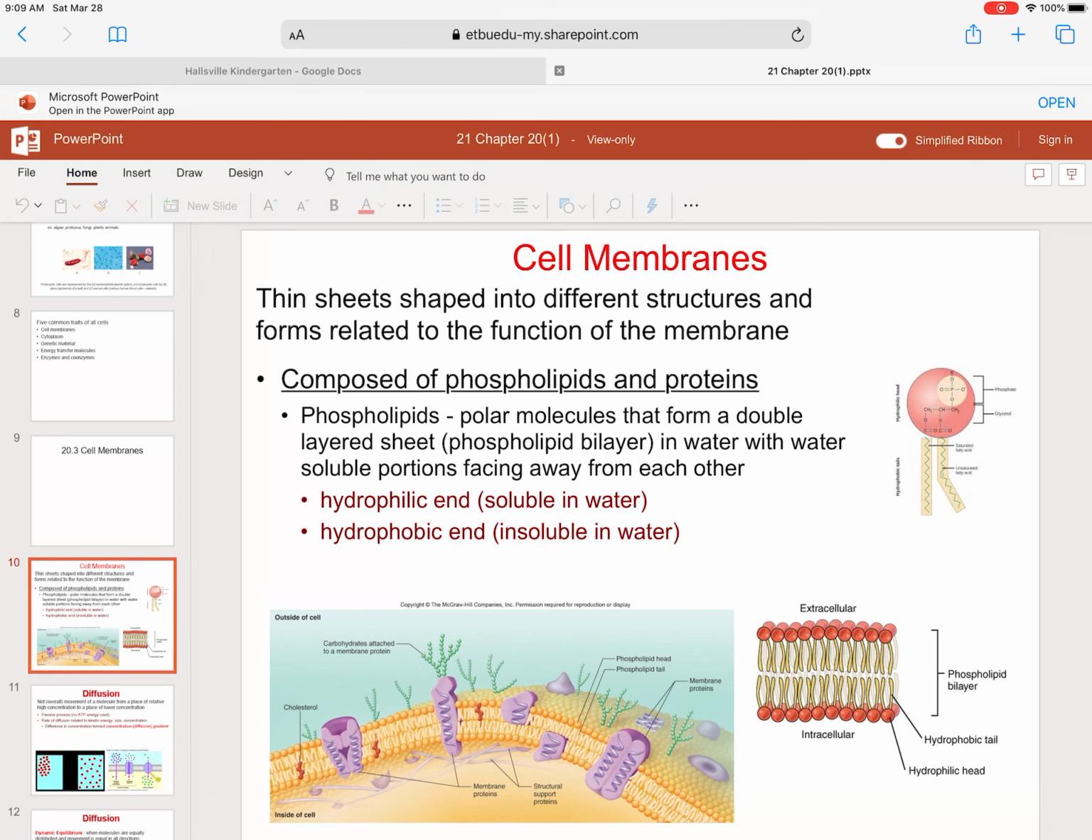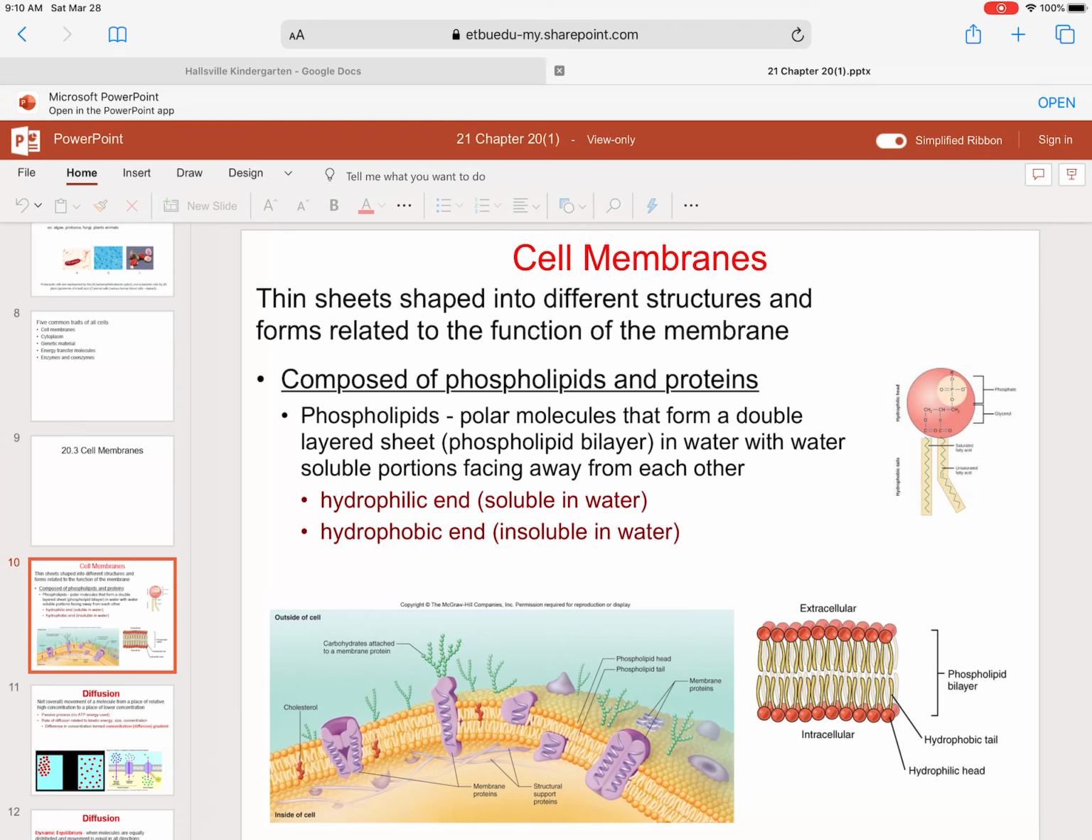So if you look at this image on the bottom right hand side, there are the little red portions. Well, those are the parts that like water. And so the little red balls are going to point outside the cell, which is extracellular, and inside the cell, which is intracellular. The little yellow tails that are pointing towards each other like jellyfish, well, those don't like water. So they're going to point towards each other. That way they form this area where water does not like to stay or be.